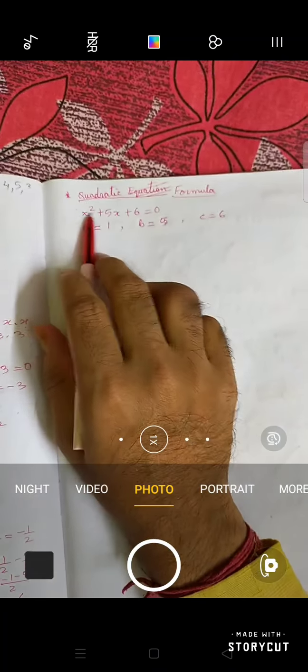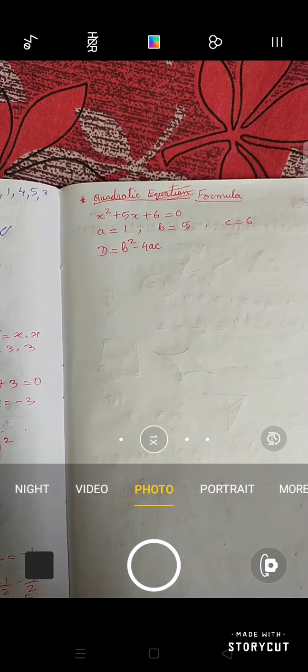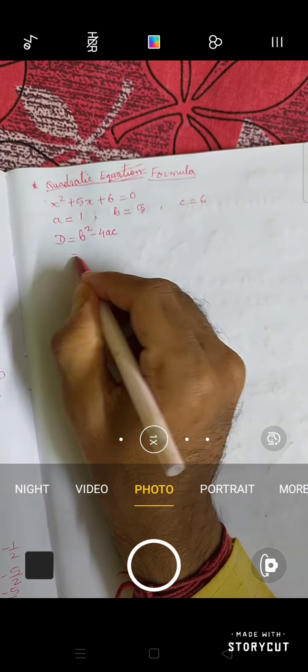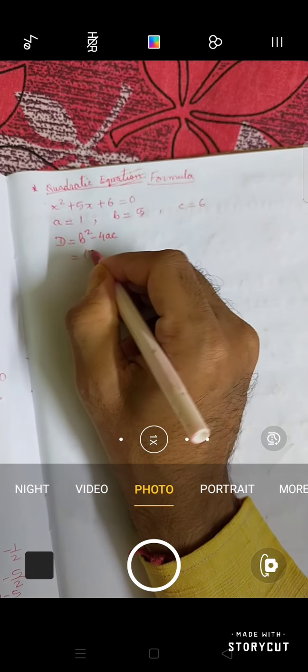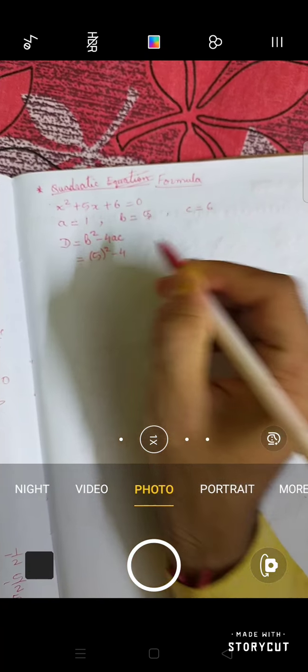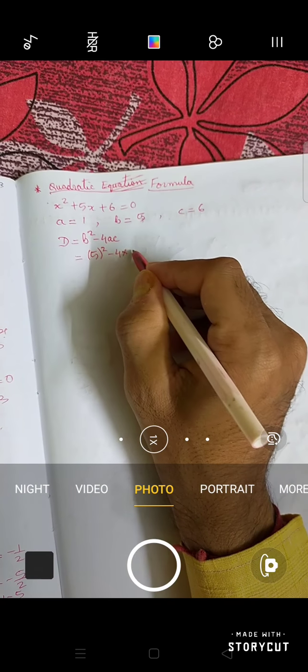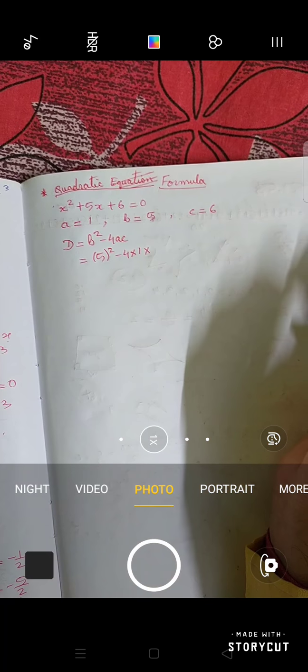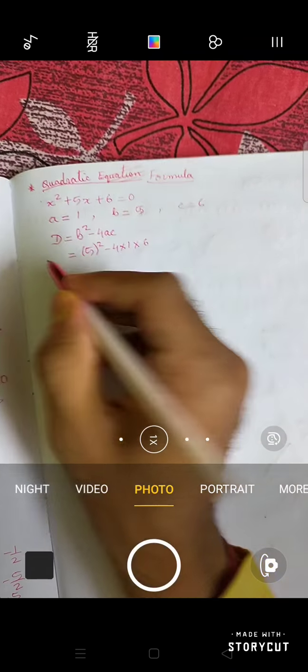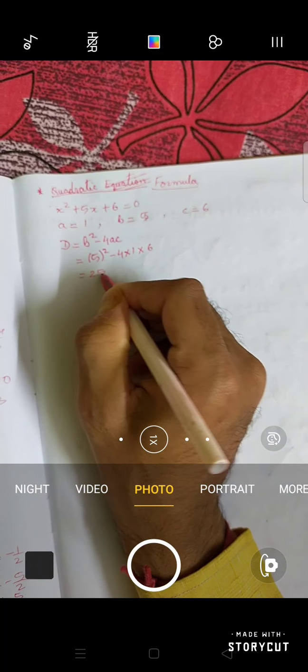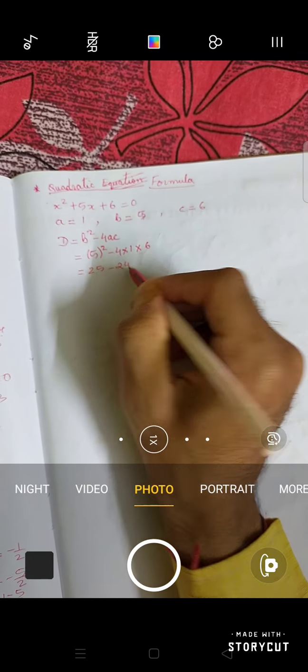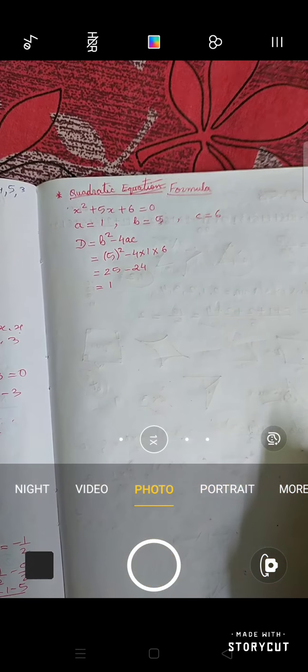Okay, fine. D is equal to B square minus 4AC. This is called the discriminant. So here we will substitute the values. What is B here? We'll substitute B equals 5, minus 4. What is A? 1, and C is 6. So we'll have 25 minus 24, so we'll have 1. That means D equals 1. Is it clear to everyone?